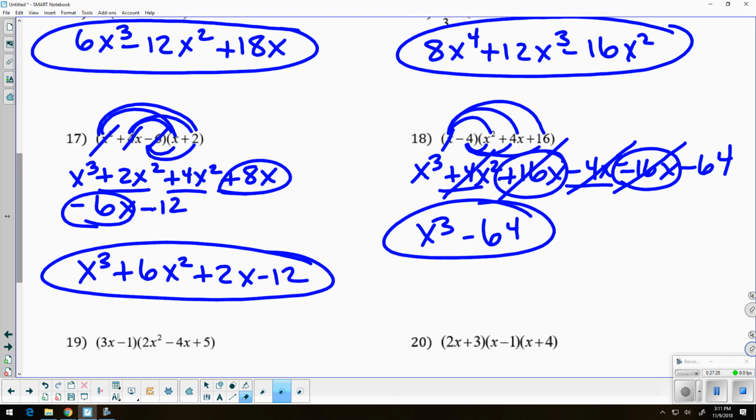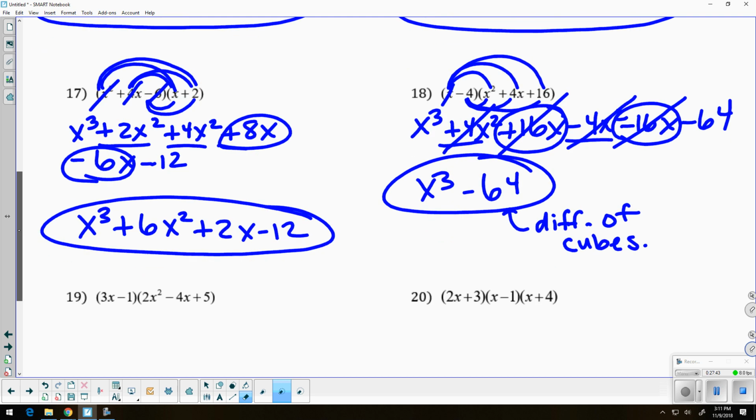And this is actually something kind of special here. We're going to learn how to factor these eventually, but this is what's called a difference of cubes, which we're going to revisit later on in the chapter. It's the difference between two perfect cubes. X cubed and 64 are both perfect cubes.